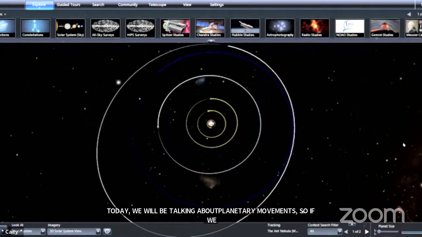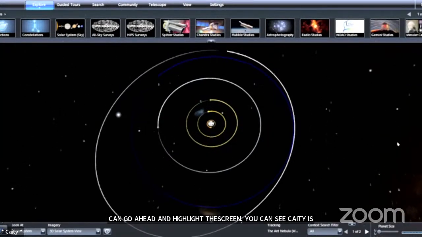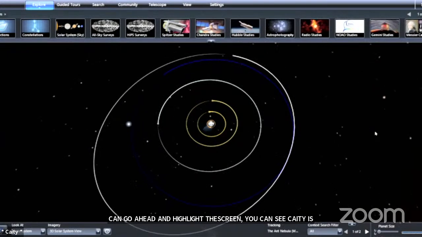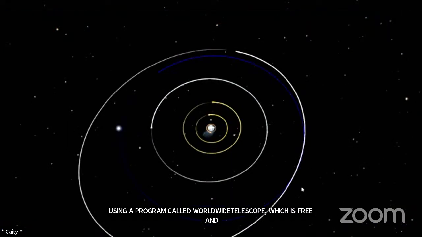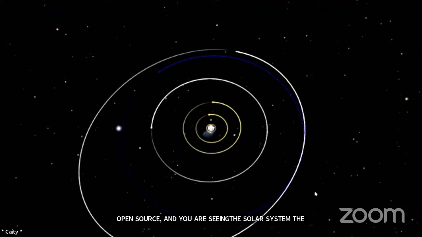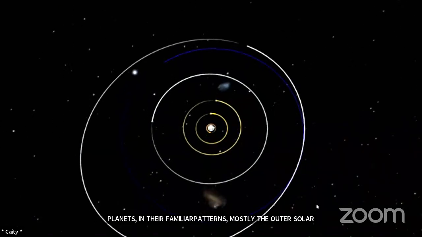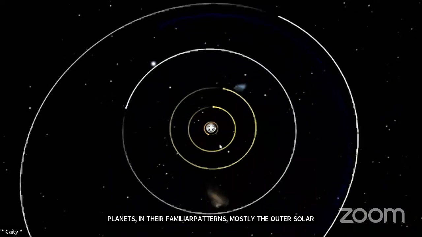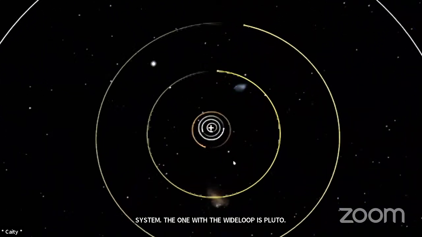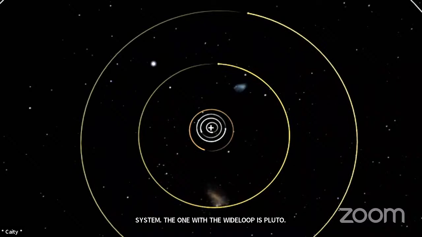And what you're seeing here is the solar system. You're seeing the planets in their familiar patterns. Mostly we're seeing the outer solar system here, that weird one with the extra wide loop, that's Pluto. And then you've got the planets of the outer solar system, the gas giants. And then further in, closer to the middle there, you can see the inner solar system, the small rocky worlds.